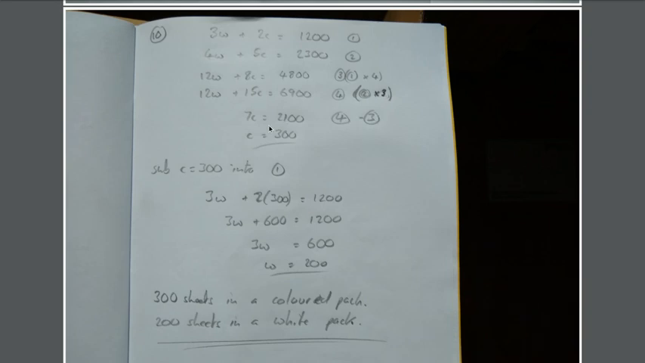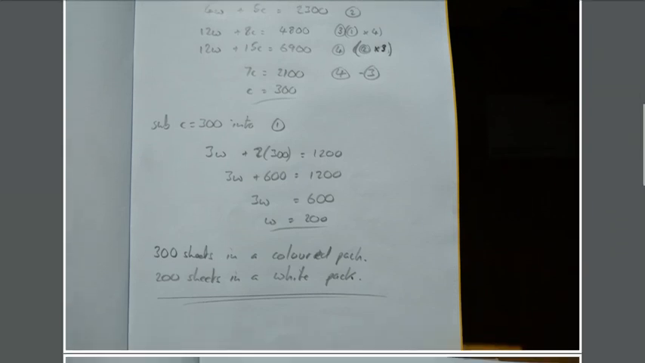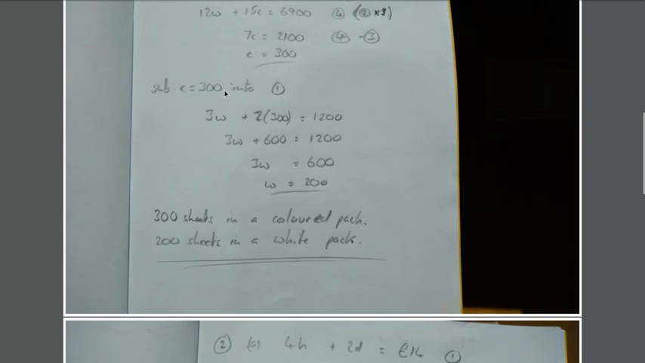Then 4 minus 3, because I want a positive amount of c's if I can, so 15c minus 8c is 7c. 12w minus 12w is 0, so we've eliminated the w terms. 6,900 minus 4,800 is 2,100, so then divide both sides by 7 and c equals 300. Then substitute that into equation 1. So 3w plus 2 300s equals 1,200. Subtract 600 from both sides, divide through by 3, and w equals 200.